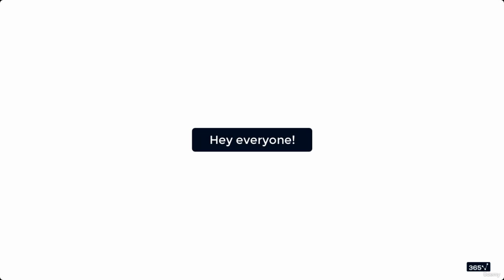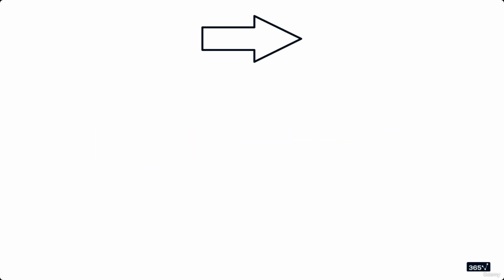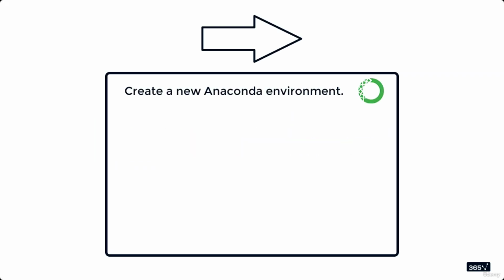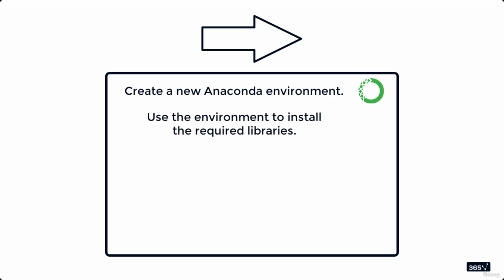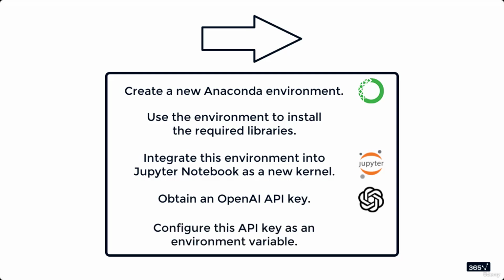Hey everyone! Welcome to the first practical lecture of this course, where we'll prepare our working environment. In the upcoming 3 lectures, we will create a new Anaconda environment, use it to install the required libraries, integrate this environment into Jupyter Notebook as a new kernel, learn how to obtain an OpenAI API key from the OpenAI website, and finally, configure this API key as an environment variable.